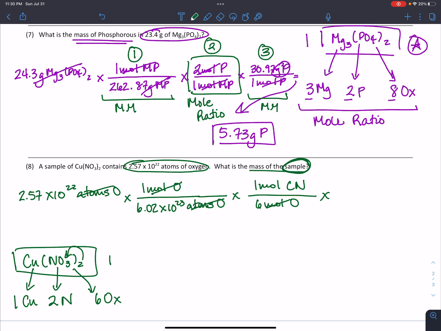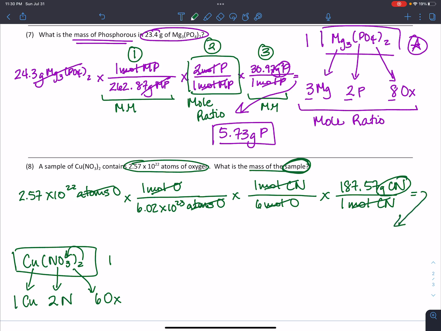Our last step, we want to go from moles of the copper nitrate to grams, so we're going to use the molar mass. The mole of copper nitrate goes on the bottom, and then we need to add everything up. We have 1 copper, 2 nitrogens, and 6 oxygens. We check the periodic table, add everything together, and we get 187.57 grams for that copper nitrate. So we can cancel the moles of copper nitrate, and we're left with units of grams of copper nitrate.